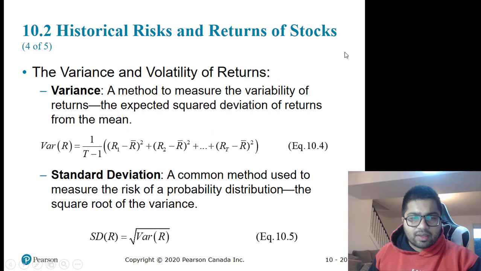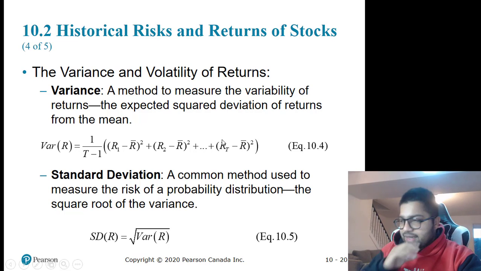Okay, so let's cover the concept. Variance is a method to measure the volatility of returns. It is the expected squared deviation of returns from the mean. So the formula is 1 divided by n minus 1 times the sum of squared deviations. We do it in Excel, which is much easier. Standard deviation is a risk measure in which we take the square root of variance.